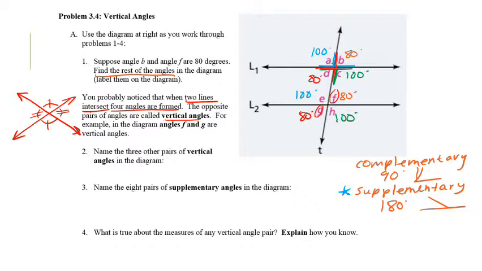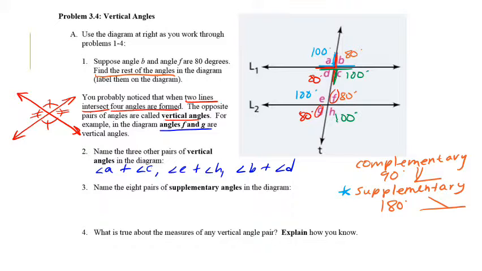So the vertical angles in this diagram, you should have pulled out angle A and angle C. Oh, I'm sorry, I'm writing that in the wrong spot. You should have pulled out angle A and angle C. You should have pulled out angle E, angle H, and angle B, and angle D, right? And they already gave us angle F and G as a pair as well. So you should have a total of 4 different sets of vertical angles.